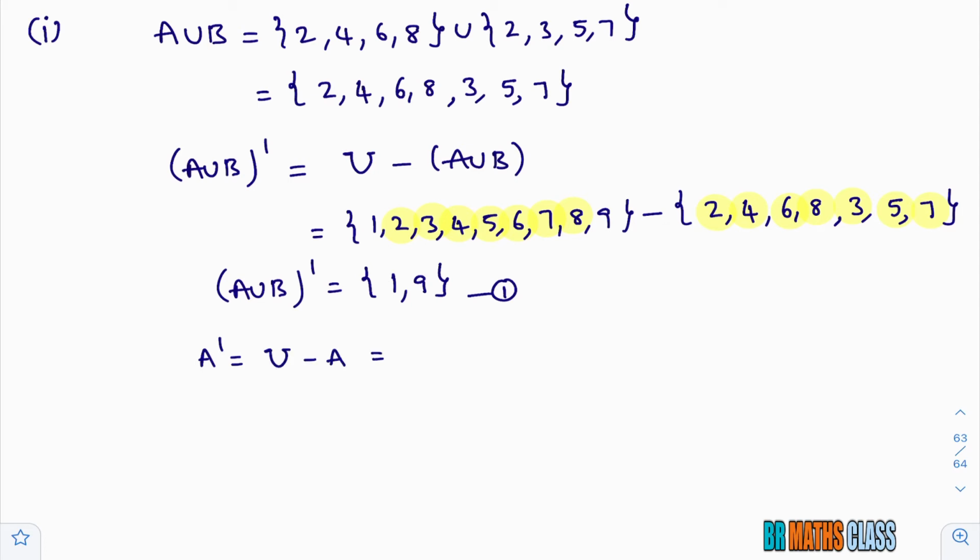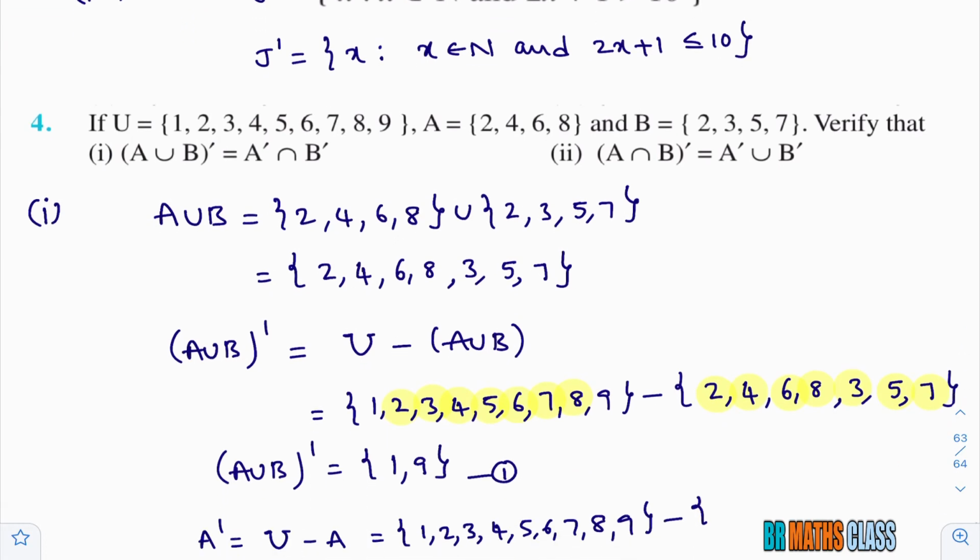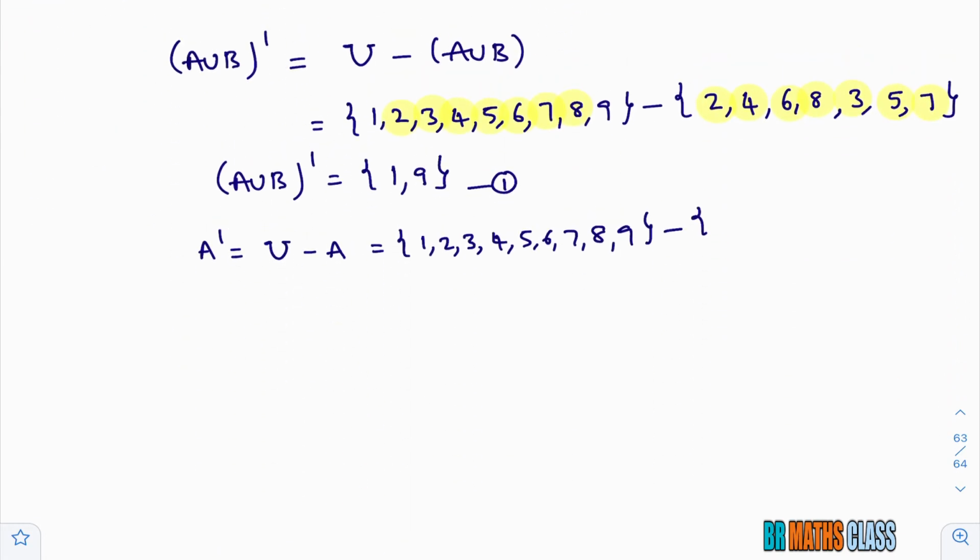What is universal set? In the question they given that universal set is 1, 2, 3, 4, 5, 6, 7, 8, 9, minus. What is set A? Set A is 2, 4, 6, 8. Set A is given as 2, 4, 6, 8. Now this is difference of sets now.